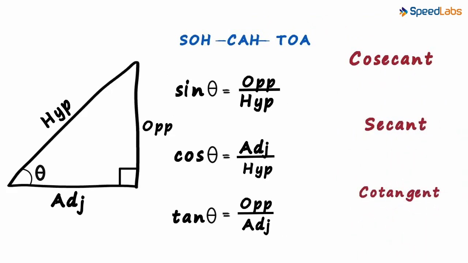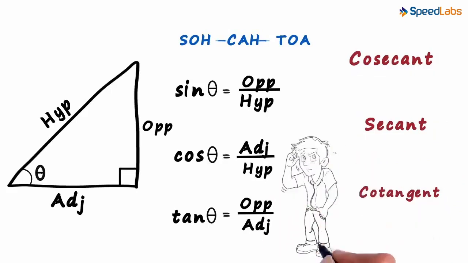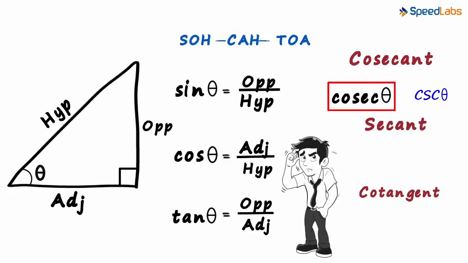There you go. The funniest part about these names is that none of them gives us the slightest hint of what they mean. Take cosecant for example. We know that a secant is a line that intersects the circle at 2 points. But where is the circle? Where is the line? And where are the 2 points? Anyway, the cosecant of theta is written as cosec theta. Sometimes it's also written as CSC theta. But we will be using cosec in our videos.